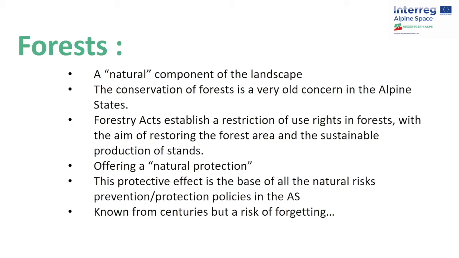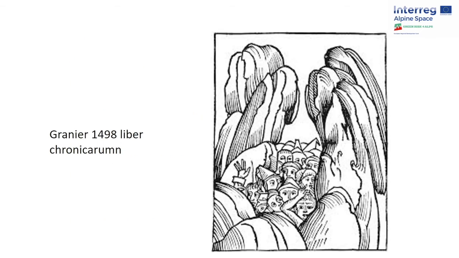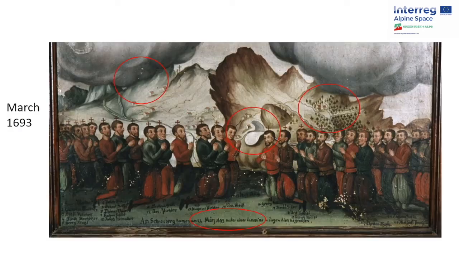What is quite interesting is that this protective effect is in fact the base of all the natural risk prevention and protection policies in the Alpine space. This protective effect has been known for centuries, but there is a real risk of forgetting. For example, from historical data in France, we can find information about the protective forest since the end of the 15th century. Here is a big catastrophic event that occurred near Grenoble, and in this document you can find some information about the effect of the forest.